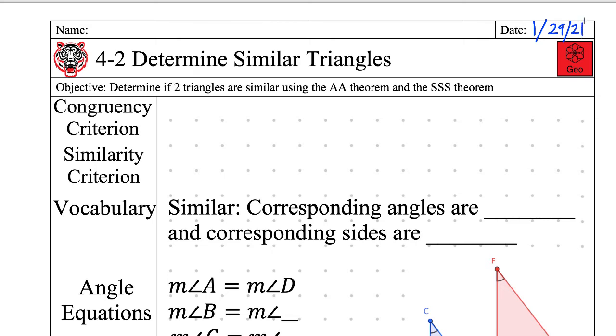Our objective today is to determine if two triangles are similar using the angle-angle theorem and the side-side-side theorem. You've seen the side-side-side theorem in a different form before in Unit 3 with congruence. So the way I want to start this lesson is to remember what your congruency criteria were last unit. Again, this is congruency criterion versus similarity criterion. So what were your theorems?